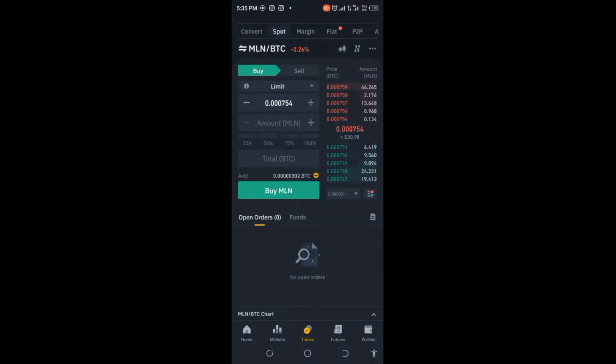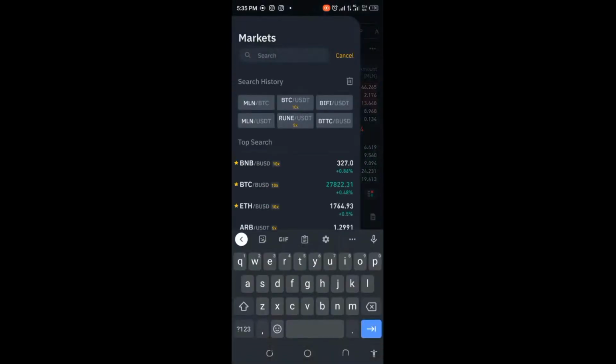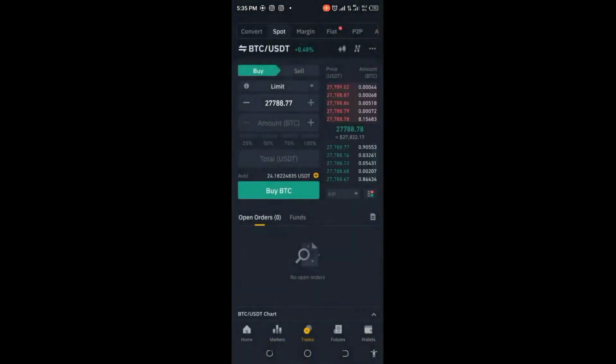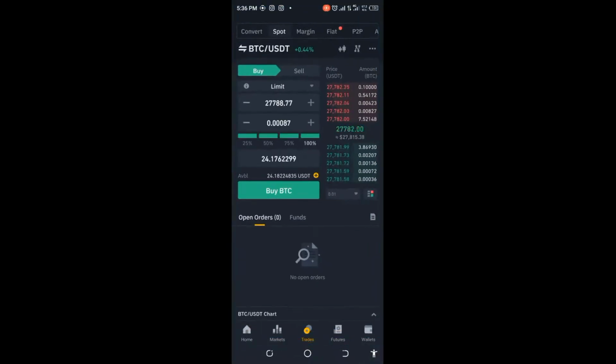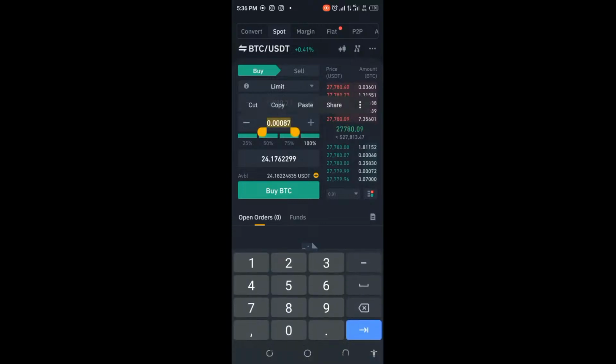So let's go ahead and check out the simulations. Okay. So I'm just going to first of all go to buy BTC because this is MLN BTC. That's where the opportunity is. So the first thing I need to do is buy BTC. So I'm going to use, like I told you, $24.18. So I'm just going to pick that up. Okay, so that's giving me 0.0087. So I'll pick that. So let's cut that.